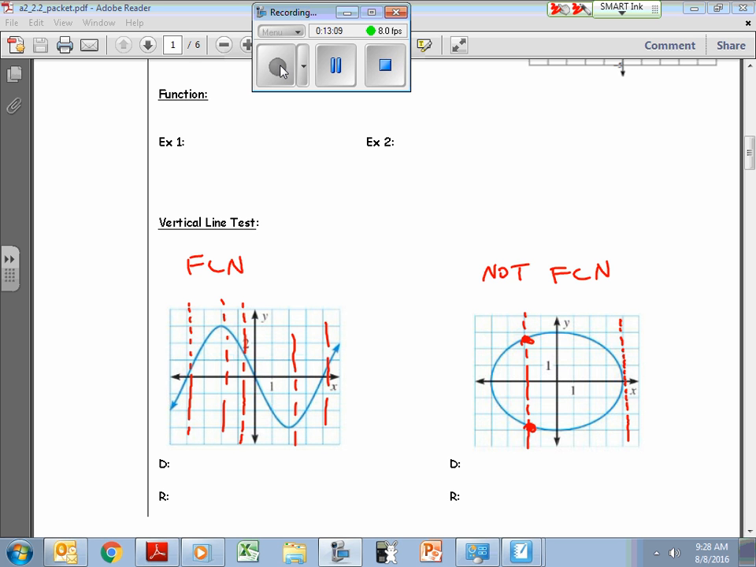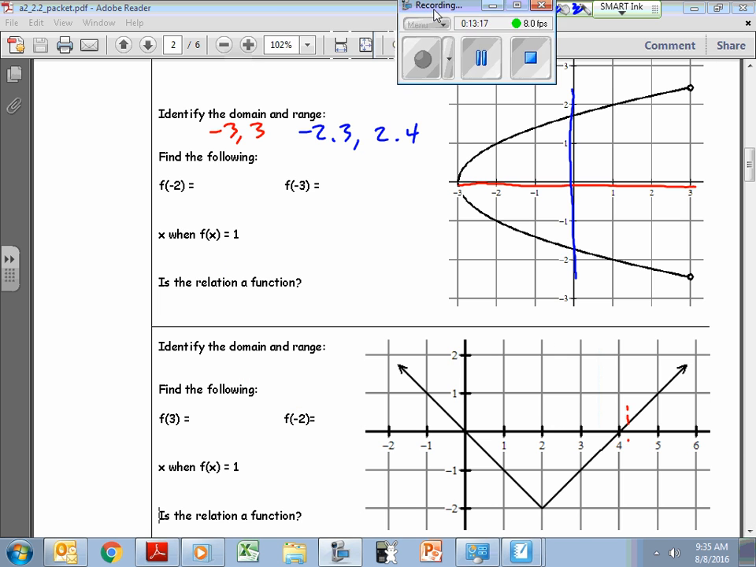Highlighters. Do me a favor to determine the domain. I don't want this picture first for domain. Wait, so we need to highlight? Yeah, you're going to need to. All right, we've got domain and range.